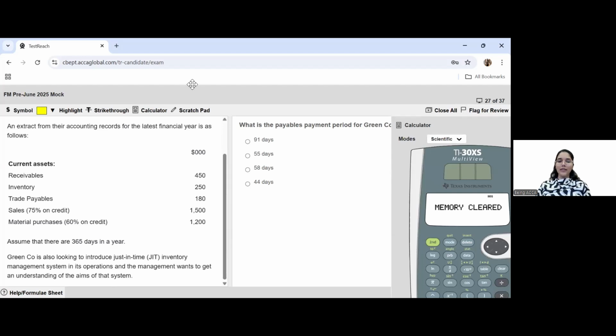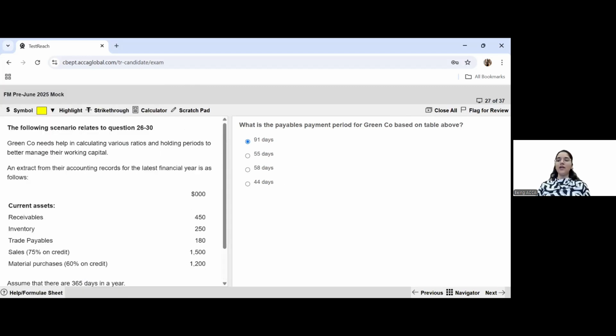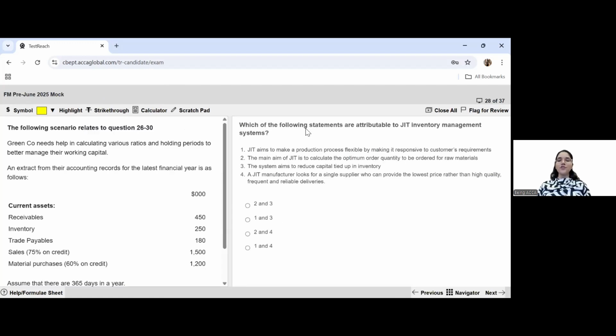You take 180 divided by 1200 into 0.6, and this fraction needs to be multiplied by 365, which will give you 91 days as your final answer. So simple so far. Let's move ahead to the third question. Third question, they are asking you which of the following statements are attributable to JIT inventory management systems. First statement tells you JIT aims to make the production process flexible by making it responsive to customers' requirements.